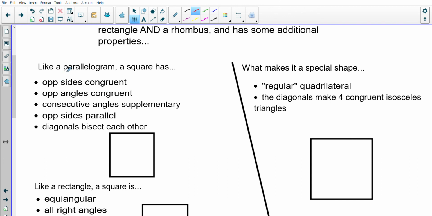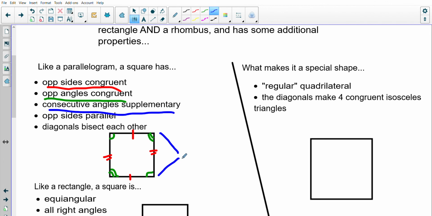So like a parallelogram, a square has opposite sides that are congruent. Good to know. This is going to be the third time we fill this out, and that's okay. The repetition is going to help in this case. Opposite angles that are congruent. So we got this and this. Consecutive angles that are supplementary. So again, adding any two consecutive angles, they're going to equal 180 degrees.